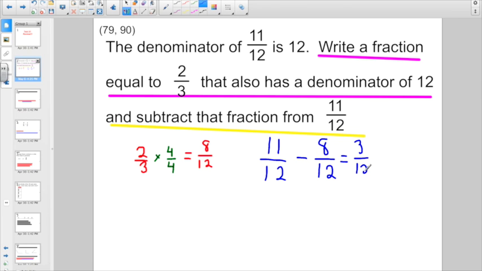3/12. I can reduce. What would be the greatest common factor, the biggest number I can divide into both 3 and 12? That number, of course, would be 3. So the final step, 3 divided by 3 is 1. 12 divided by 3 is 4. So just a new spin in the wording on a concept we've actually practiced quite a bit, right?